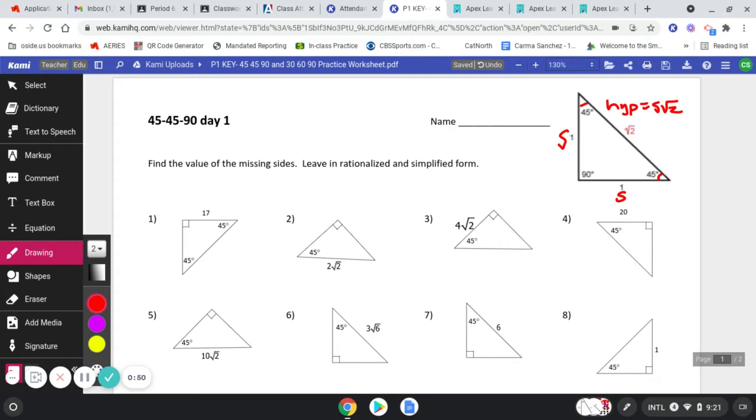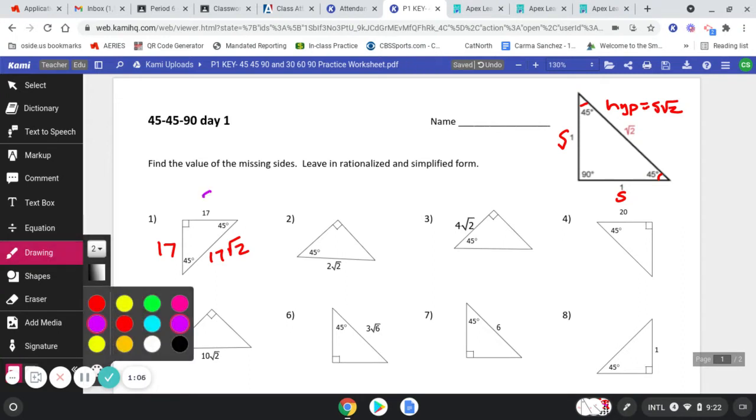2 on the end. So let's look at number 1. Number 1 has a side length already on there of 17. So we know that this other side length is also 17. Now that we have the two side lengths written in, we can go ahead and write the hypotenuse of 17 root 2. So again, what's this relationship? This is my side length, this is my side length, this is my side length root 2.